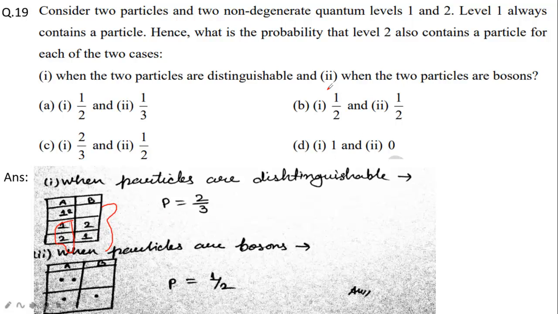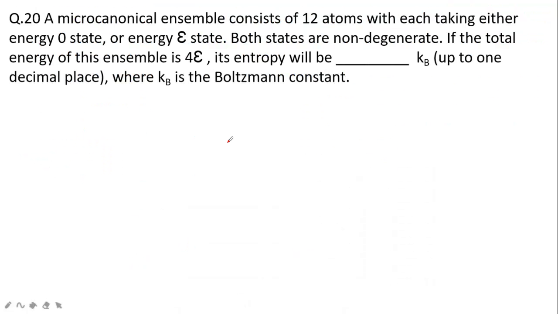Second condition is when the two particles are bosons. Both the bosons may be in the same state or in different states, but they are indistinguishable. That is why we can't label which one is the first particle and which one is the second particle. That is why there will be half probability of both types. So P will be half. So 2 by 3 and half. So the correct answer will be option C, 2 by 3 and 1 by 2.